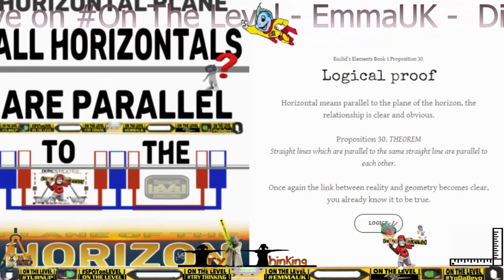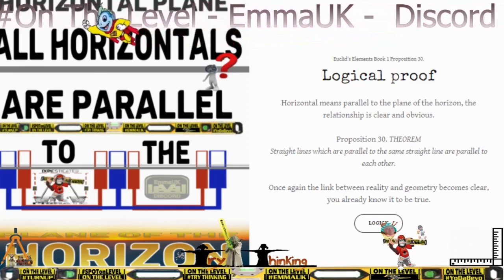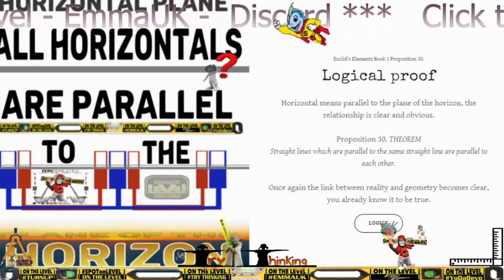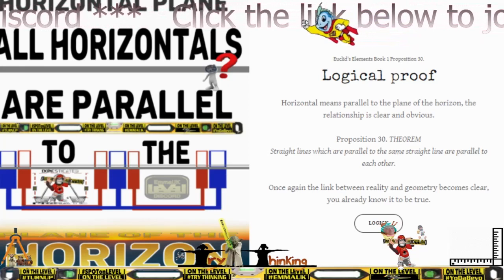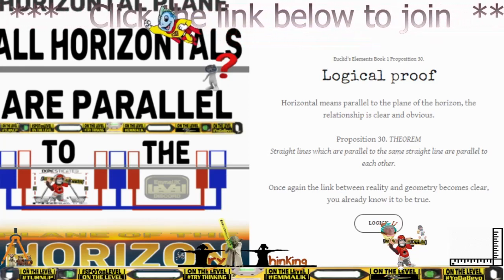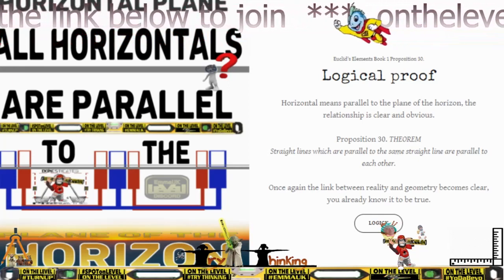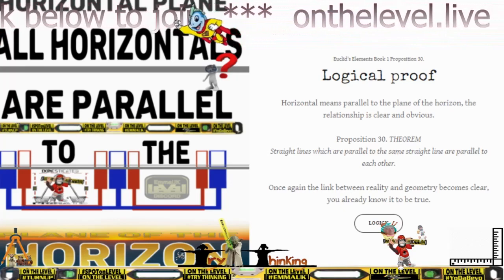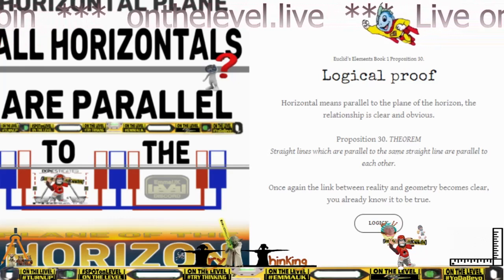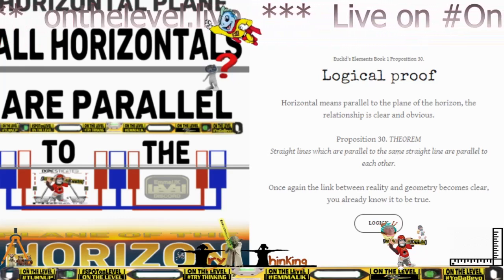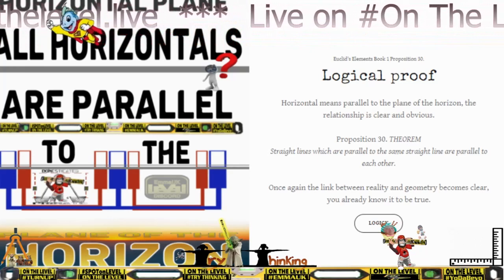This is just a simple logical statement. I understand that. Was that supposed to be relevant to what I just said? It was relevant to straight lines which are parallel to the same straight line being parallel to each other. We actually moved past that section. I have no control over this presentation. This is the point in the matter, right? That shows you that horizontals are parallel to each other.